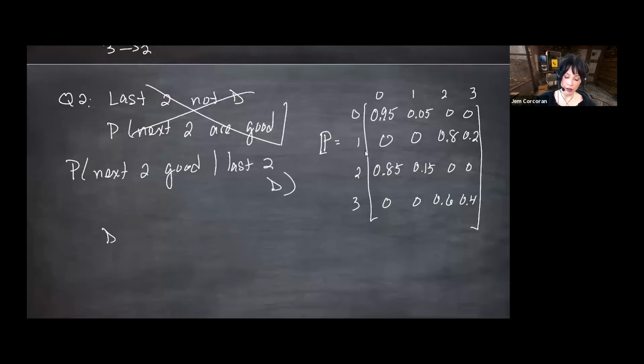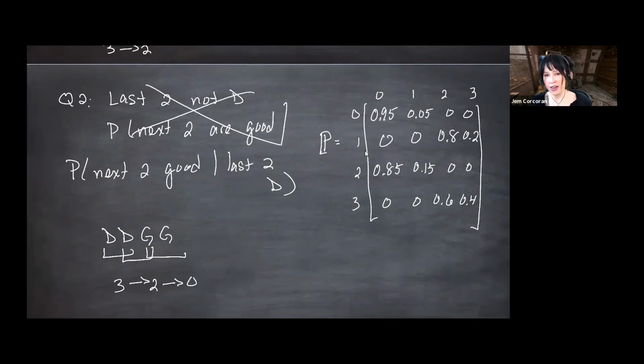Okay, so now I want to go from defective, defective to good, good. So I want to go from the defective, defective state, which is our state 3, to defective, good, which is our state 2, to good, good, which is our state 0. And this is not a two-step transition probability.